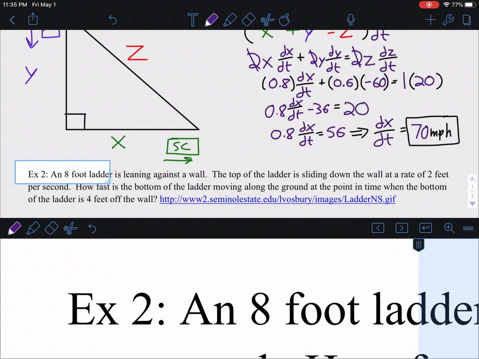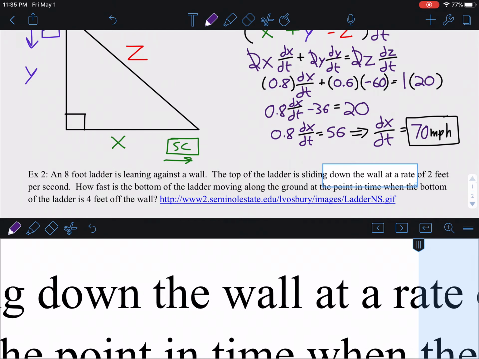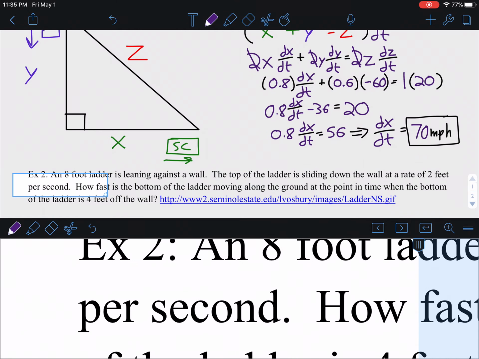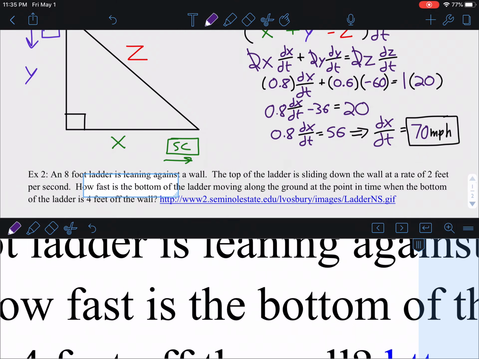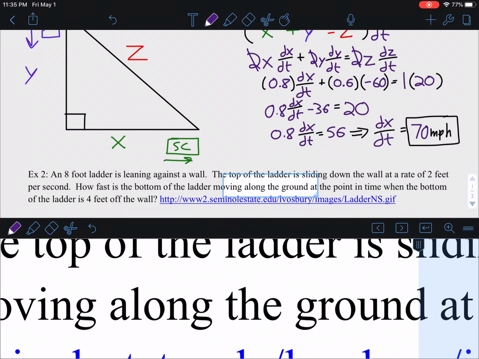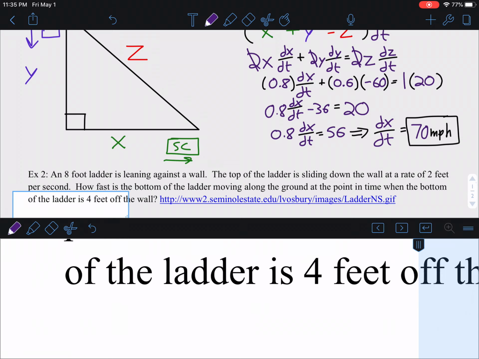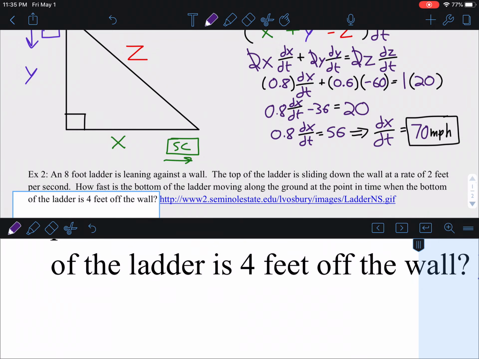Okay, so example 2, an 8-foot ladder is leaning against a wall. The top of the ladder is sliding down the wall at a rate of 2 feet per second. How fast is the bottom of the ladder moving along the ground at the point in time when the bottom of the ladder is 4 feet off the wall?